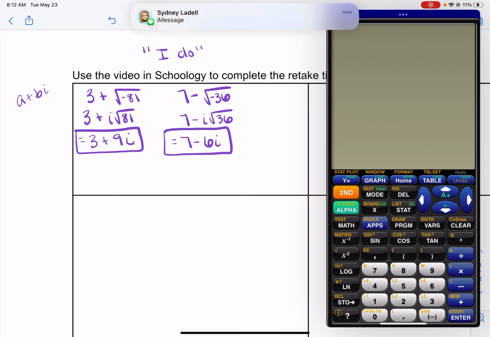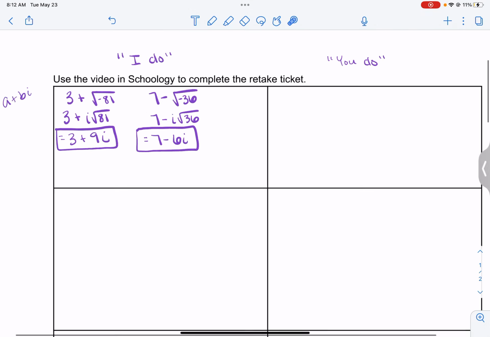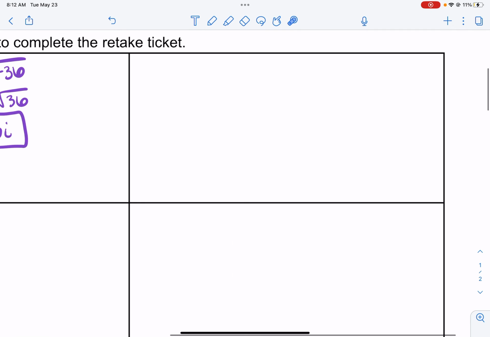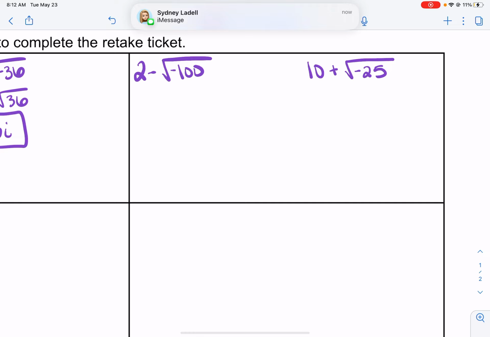Okay? So, on the you do side, the problems that you are going to complete are 2 minus the square root of negative 100 and 10 plus the square root of negative 25.